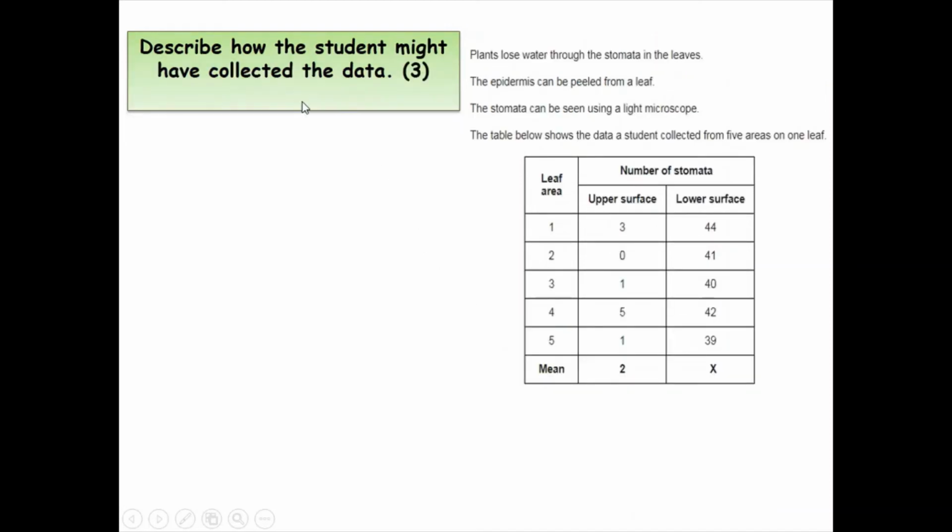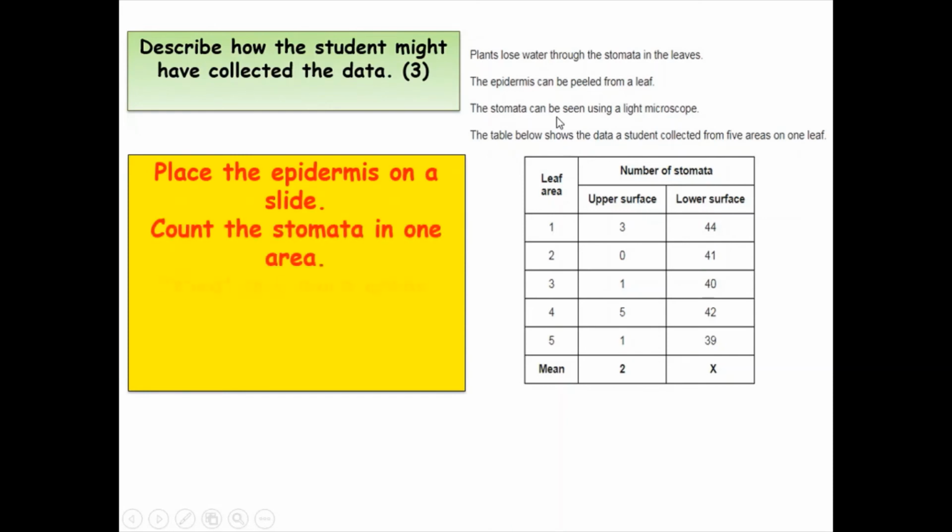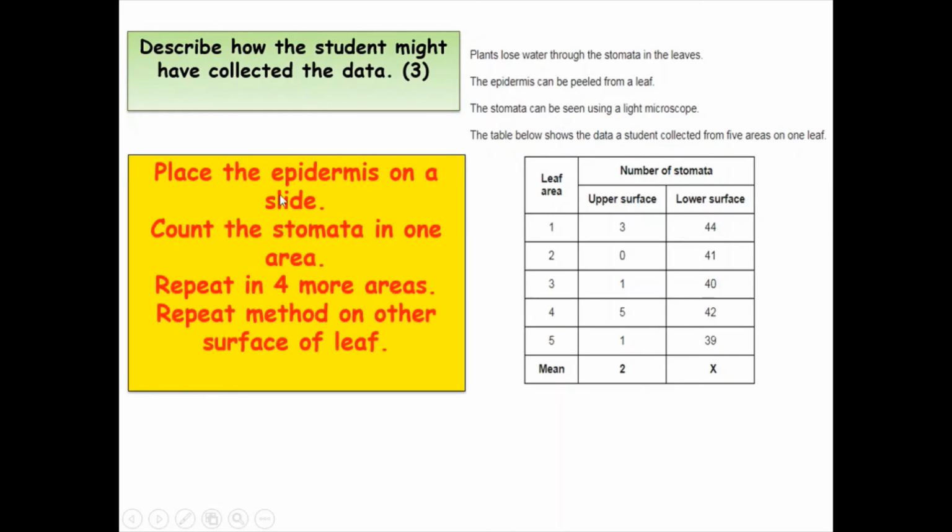So to describe how the student might have collected the data, you can do it in one of two ways. You could either peel the epidermis from the leaf and place the epidermis on a slide, count the stomata in one area, and then repeat, obviously 4 more times in this case. Or we could do the way that I mentioned a few minutes ago. You could use the clear nail varnish with the sellotape and then put the sellotape onto the slide, and then do the same, count the stomata, repeat it multiple times.